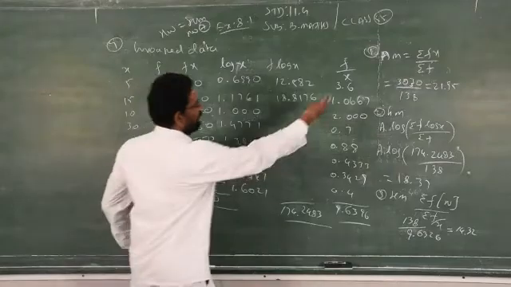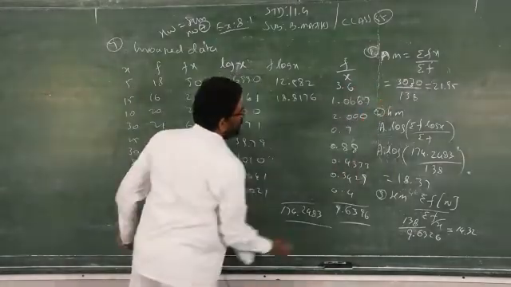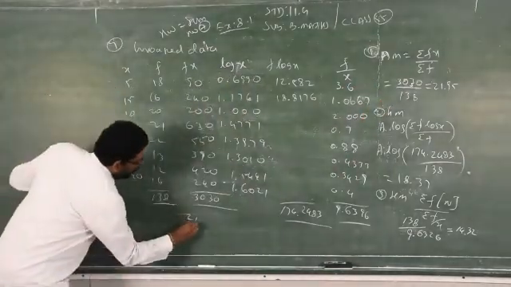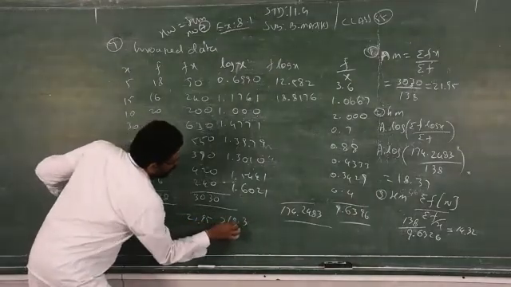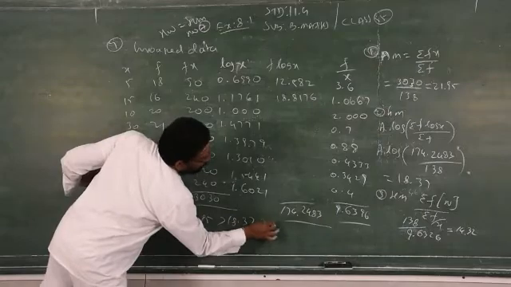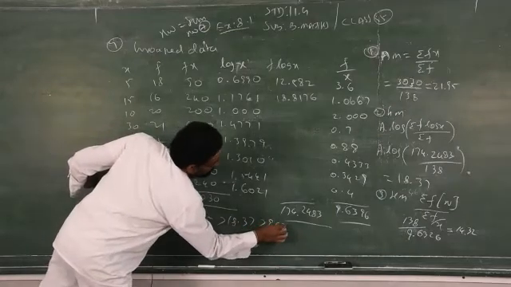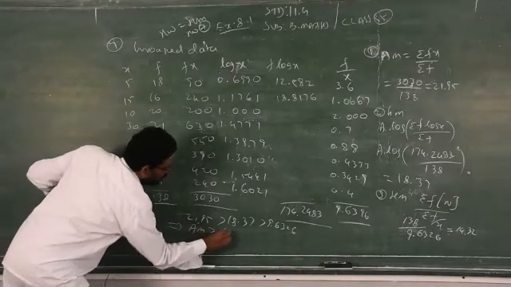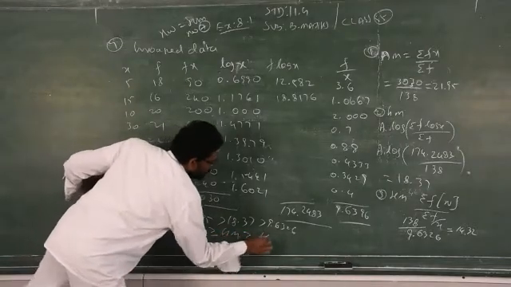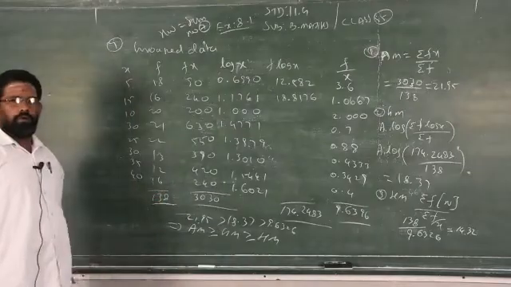Now you can see the final answer. AM is how much? 21.595 is greater than 18.37 is greater than 9.6326, which implies AM is greater than or equal to GM is greater than or equal to what? HM. Hence the proof is over.